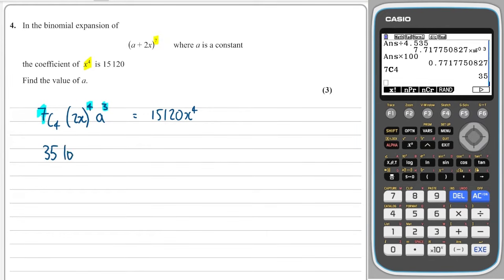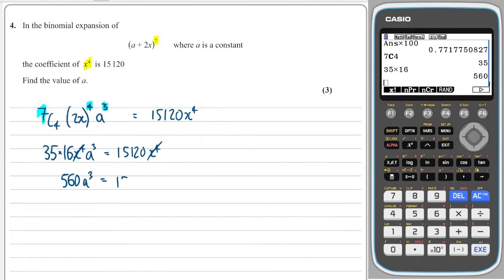2 to the power 4 is 16, and obviously x to the power 4 is x to the 4, and a cubed is just a cubed, and that's equal to 15120 x to the 4. The x to the 4s we can get rid of, we don't need them, we're looking at the coefficients anyhow. And then I could do 35 multiplied by 16 to get 560 a cubed. That's equal to 15120. So therefore a cubed is equal to 15120 divided by the last answer, and that gives me 27. So a cubed equals 27, so a is equal to the cube root of 27, which is 3. Perfect.